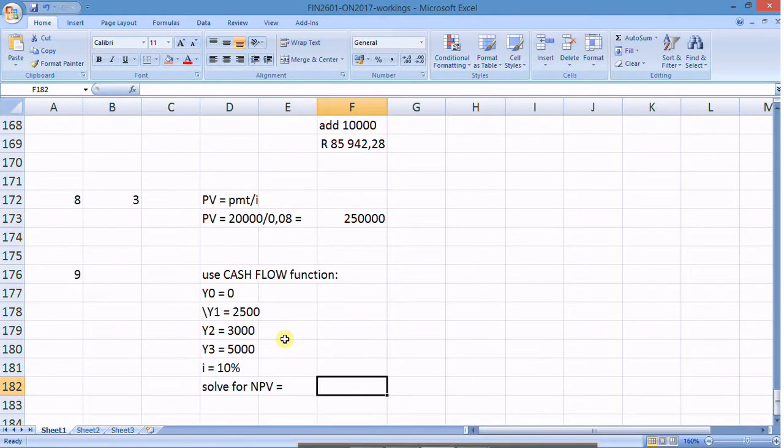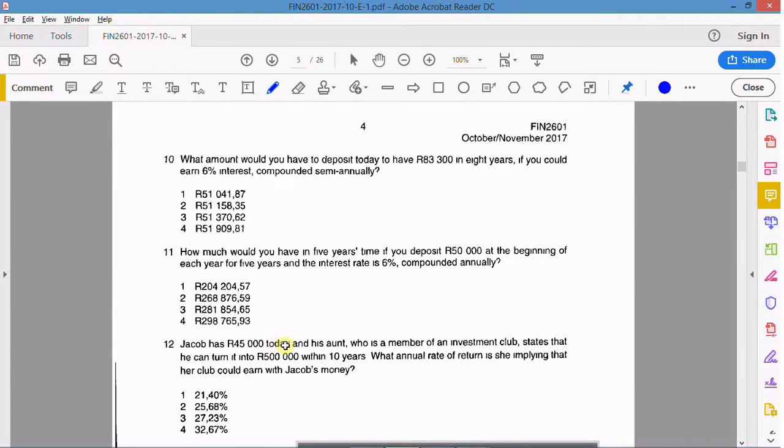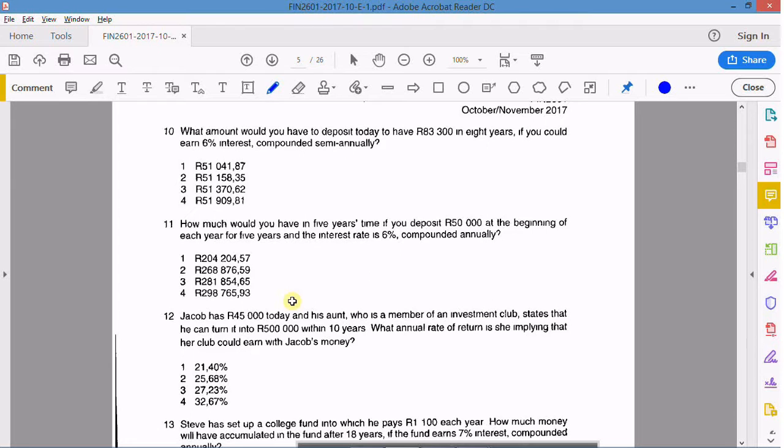Let's check your workings. Let's write this down. 8508.64012. Let's see your cash flow editor. 0, 2, 5, 3, 5. Perfect. No other figures? Yes, that's correct. Option 3. I've got them all right so far. That's good. Okay, number 10.